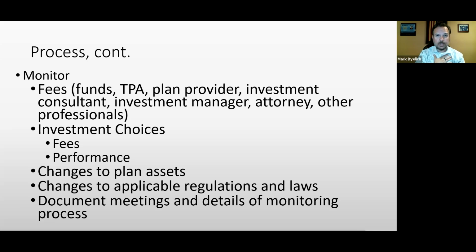And again, I don't do it anymore, but at the time, I had a handful of plans. I think it was 8 or 10. It wasn't that many. But people specialize and they have billions of dollars that they help with. And again, it should be a specialization. Investment choices, fees, performance, changes to plan assets, changes to applicable regulations and laws, document meetings and details of monitoring that process. Investment committee meetings and the ongoing monitoring.